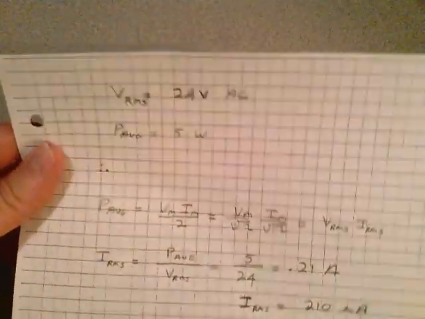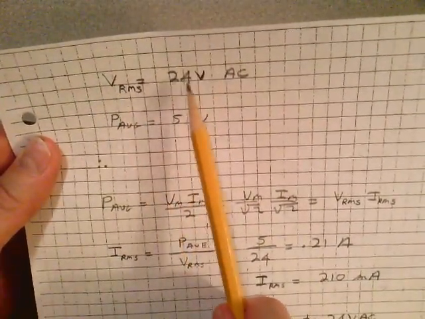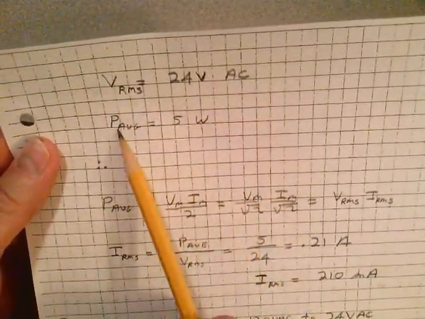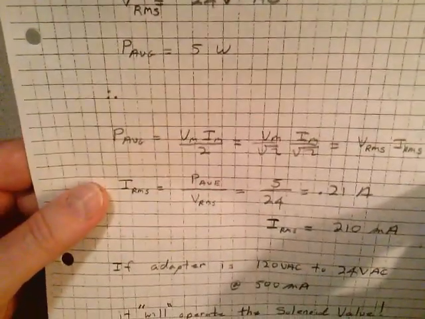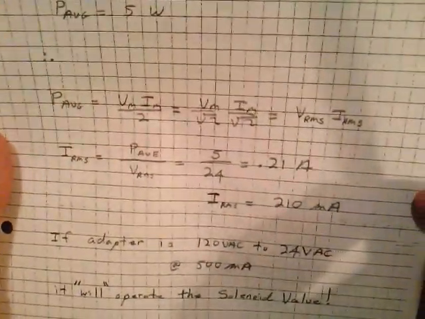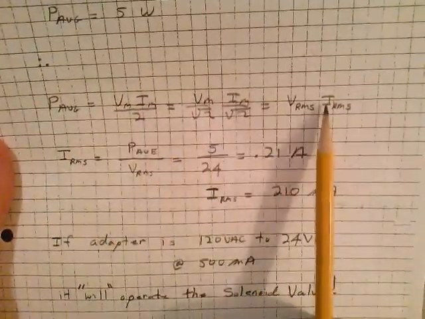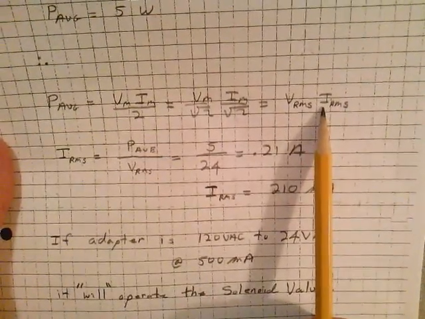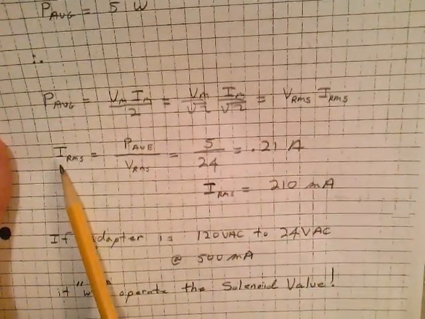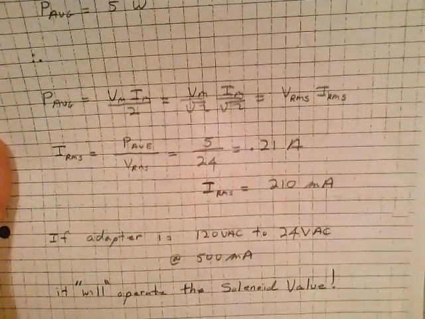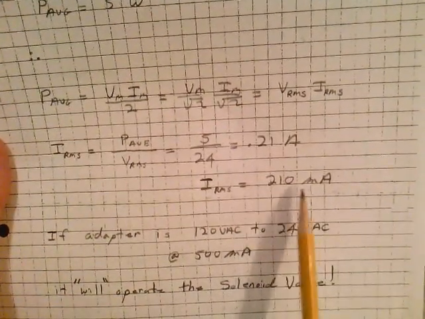So this was my analysis here, and I actually did this. The voltage RMS is 24 volts AC of the solenoid. The average power was 5 watts. So I went to find the current. I just used one of those equations that I just gave you. I come down, and I found the RMS current of 0.21 amperes. That's 210 milliamps.